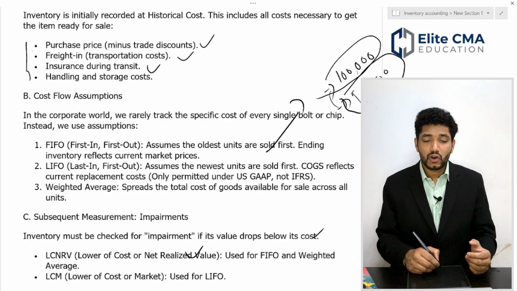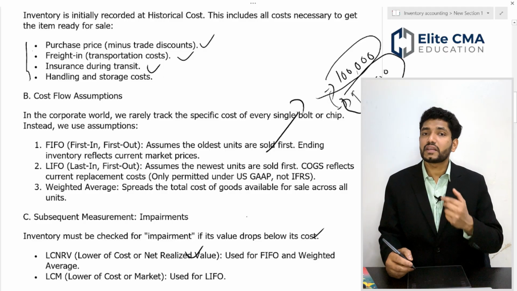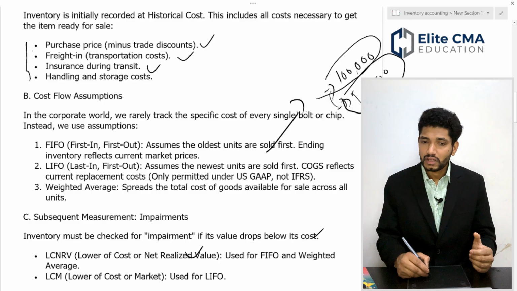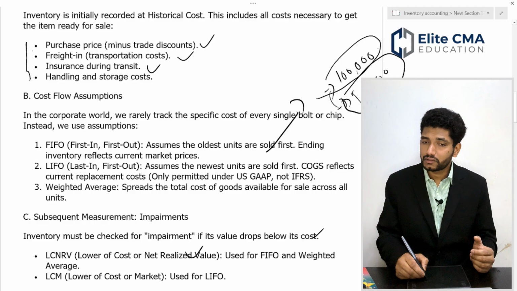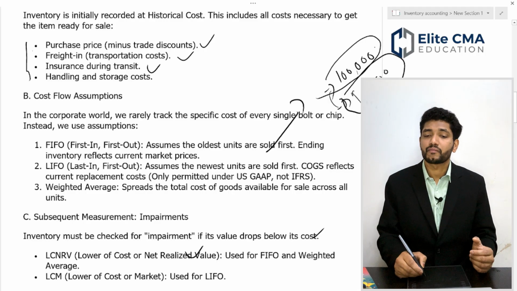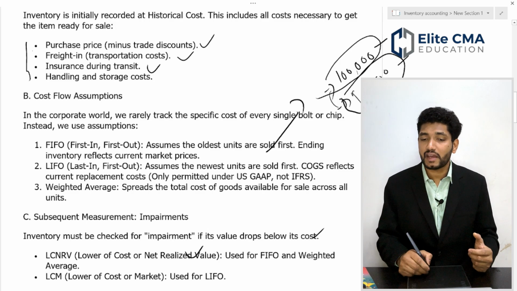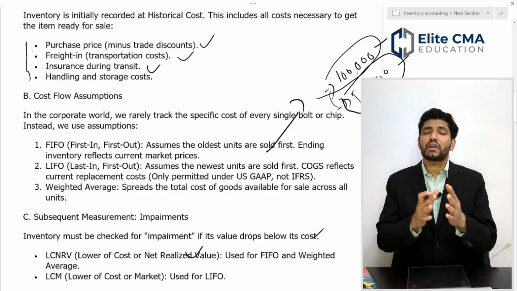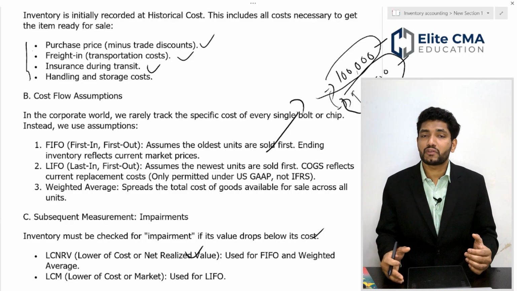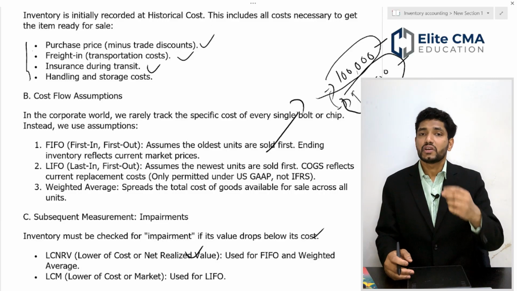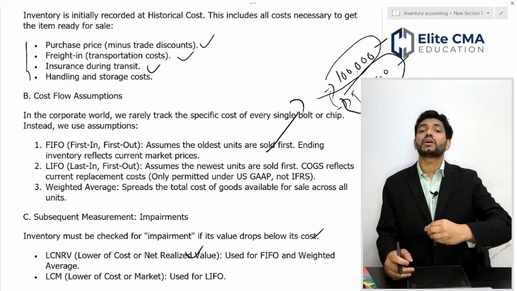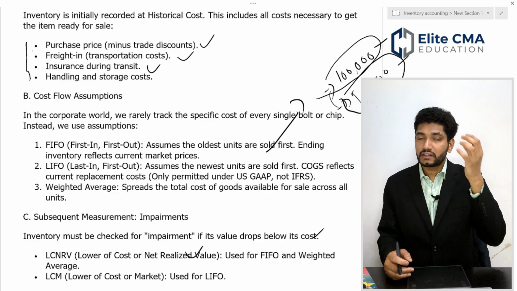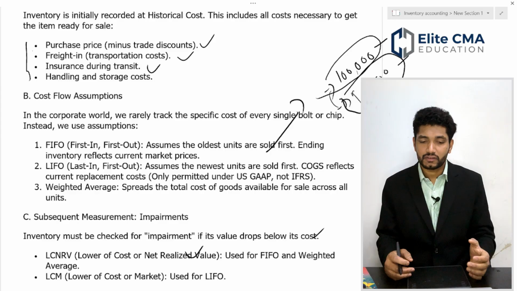Then the second method is lower of cost or market. It is mainly used in FIFO. Suppose your cost is the same 100,000 and the current market price is only 90,000. In this case too, you can take only 90,000 as your inventory value. This is what we call the impairment of inventory. Impairment means you are revaluing your inventory, comparing the inventory cost with your net realizable value or your market price.